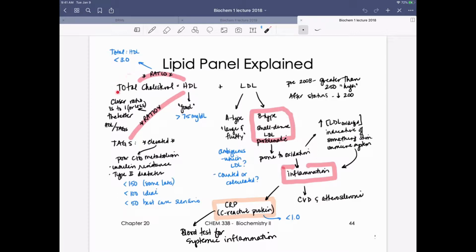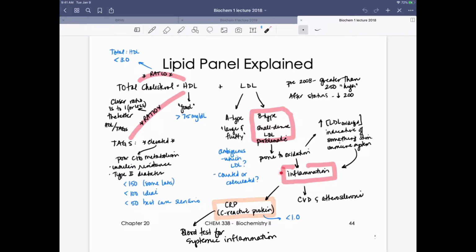So again, we talked about cholesterol, right? Total cholesterol can really be thought of as a summation of HDL and LDL cholesterol. And we did in class talk about the difference between the A-type cholesterol, which is the large, fluffy cholesterol particles, which are important for cellular healing and repair. But then these B-type, small, dense LDL particles are problematic because they're prone to oxidation, and that oxidation can lead to inflammation, and that inflammation is really what is problematic from a cardiovascular disease and atherosclerosis standpoint. So things that increase oxidation are going to be problematic there.